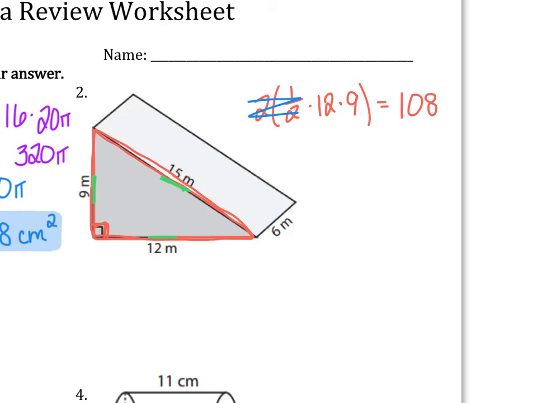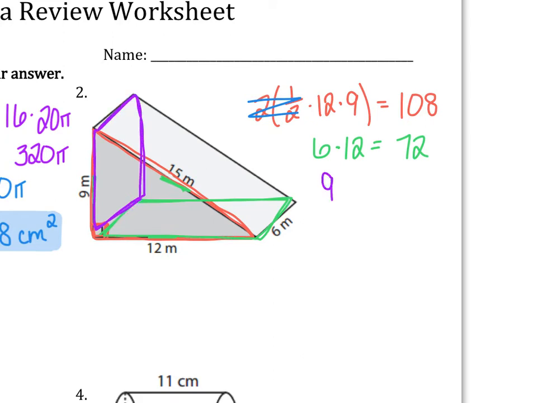I'll start with the bottom rectangle. The bottom rectangle is going to be 6 by 12, and there's only one of those, and 6 times 12 is 72. The left side rectangle, which is the one you really can't see the most, is 9 by 6, which is 54. And then the slanted rectangle on the top, the one you really can see, is 15 by 6, which is 90.